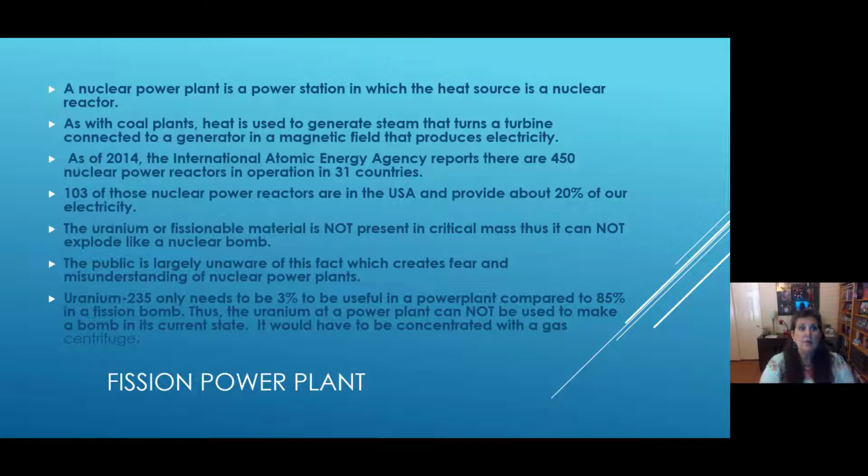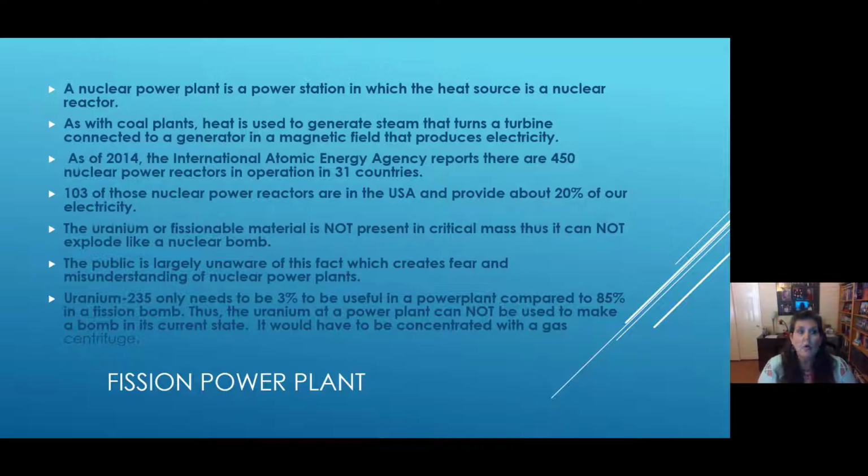As of 2014, the International Atomic Energy Agency reports there are about 450 nuclear power reactors in operation in 31 different countries. 103 of those nuclear power reactors are in the United States and provide about 20% of our electricity.